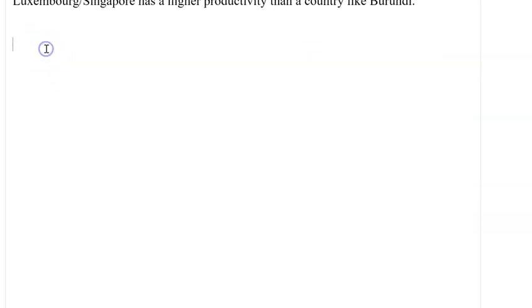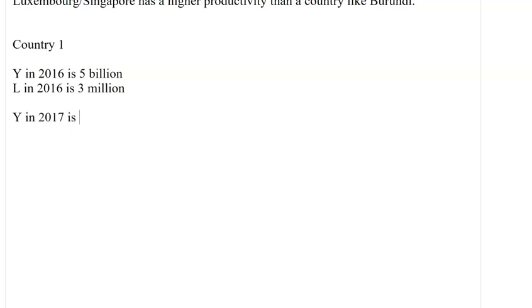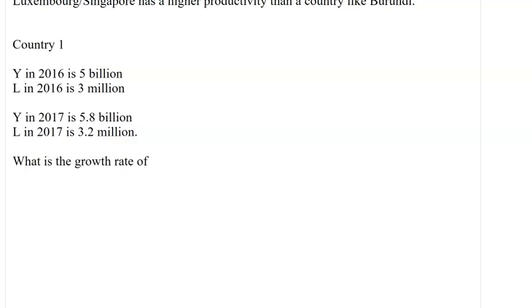So let's say we have a country 1, where Y in 2016 is 5 billion and L in 2016 is 3 million. And then in 2017, Y is 5.8 billion and L in 2017 is 3.2 million. So what is the growth rate of GDP of Y over L, or GDP per worker?